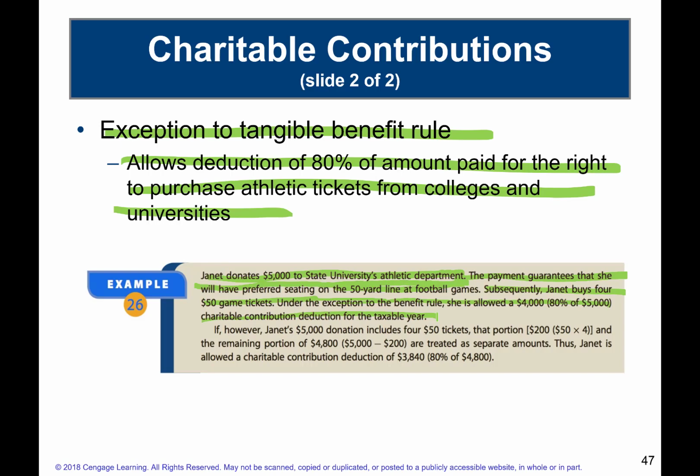Okay. Now, if she also got the tickets as part of her donation, then we would have to limit it even more, right? Which would take it to 4,800. So if Janet's 5,000 donation includes the tickets, now she gets what? Now she gets the 4,800 because it's the 5,000 less the $200 for the tickets. They are treated as separate amounts. Okay, so now her charitable donation would be what? Would be 80% of the 4,800 if they gave her the tickets. Okay, but 80% limitation if it gives you the right to buy tickets for a certain price.